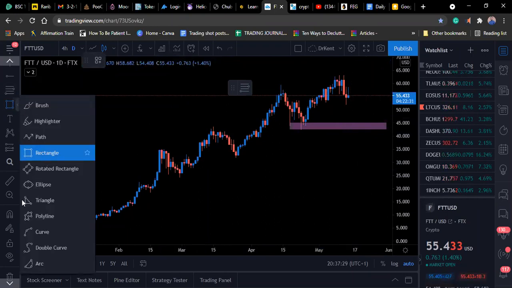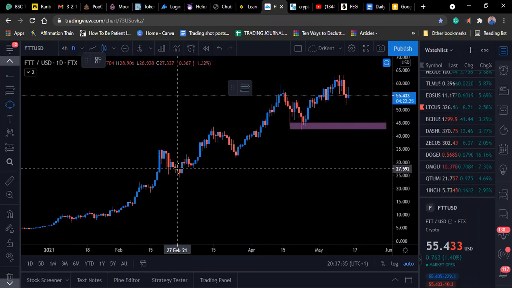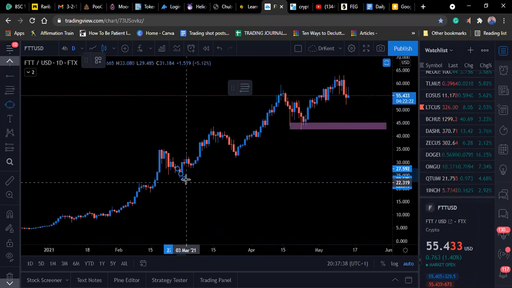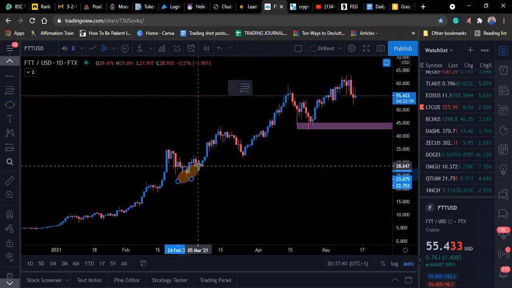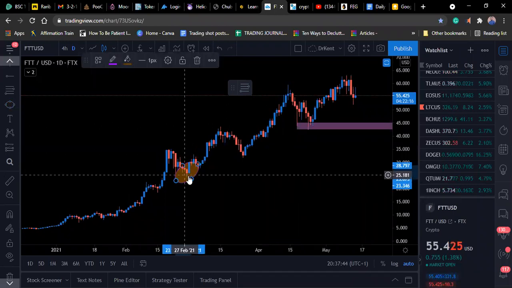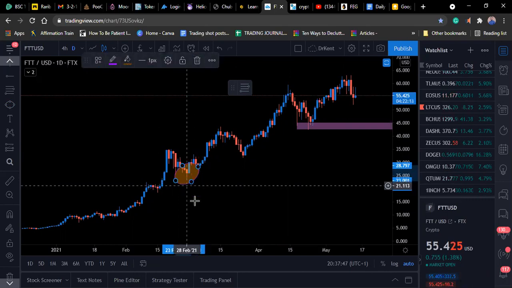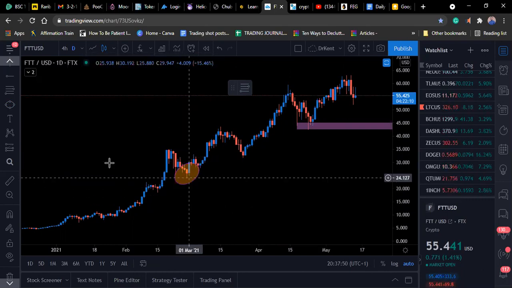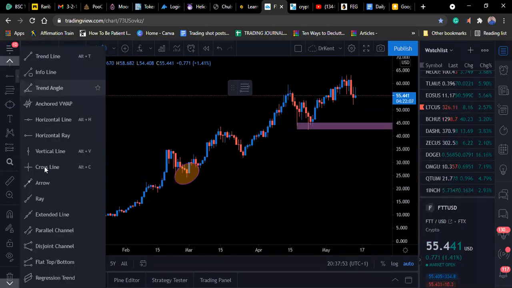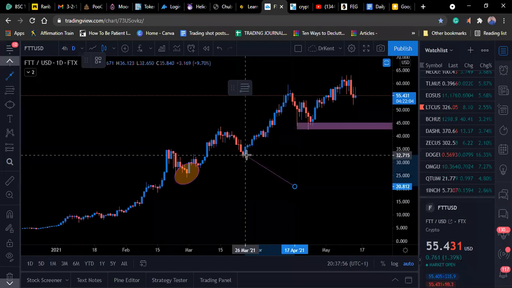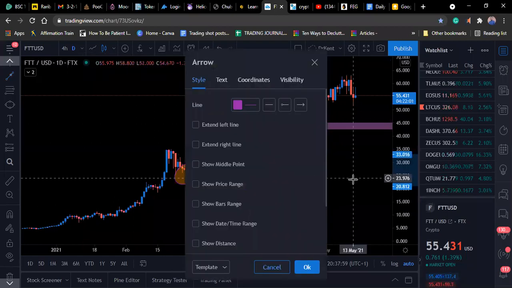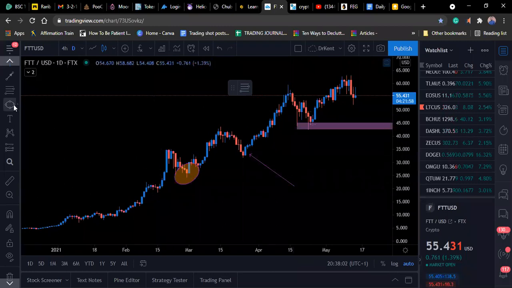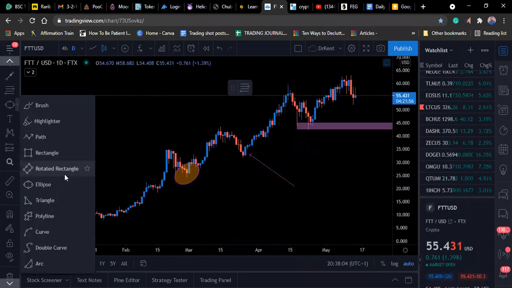I pick the rectangle. Then sometimes you see me on the chart, I use something that looks like this to point out something on the chart. It's called an ellipse. It's to highlight an area where I want people to take their attention. Sometimes you could use the arrow to point to that place, but the ellipse highlights it for you. Then under that, you have different other things which I personally really don't use. I only use the rectangle and the brush.